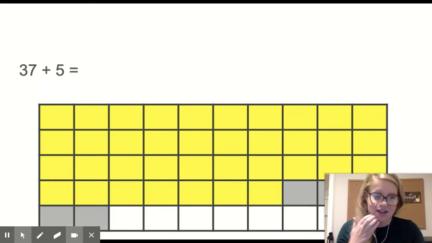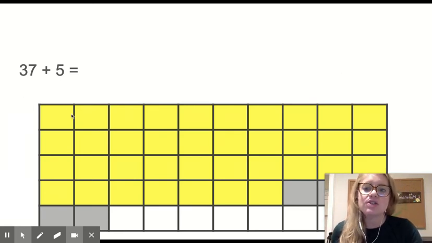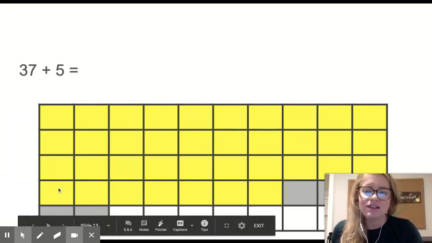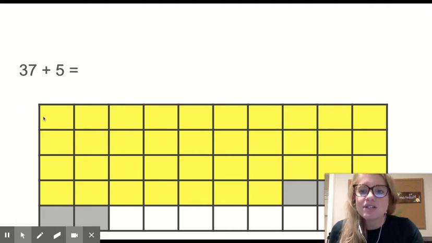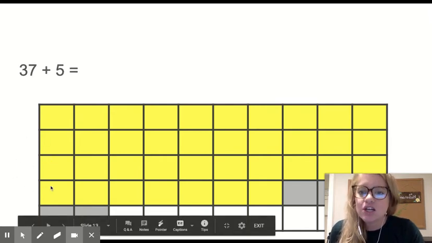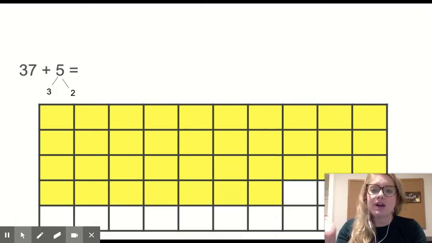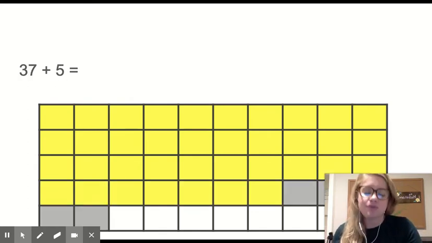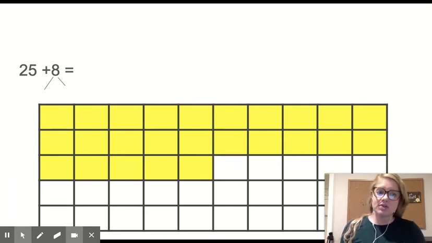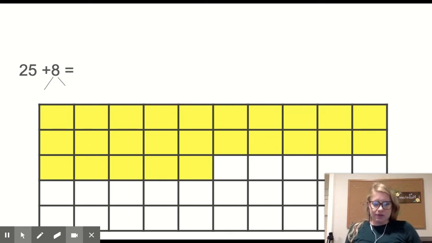So now we can count how many bars that we have, because we know that each of these bars is 10. And then whatever's extra is going to be what we put in the ones place. So here we have 10, 20, 30, 42. When we break up the 5 into the 3 and the 2, we end up with 42. 37 plus 5 is 42. This next one is a little bit tricky too because it also has a 2-digit number. I'm going to let you solve this one first on your own, and then we'll go over it together.